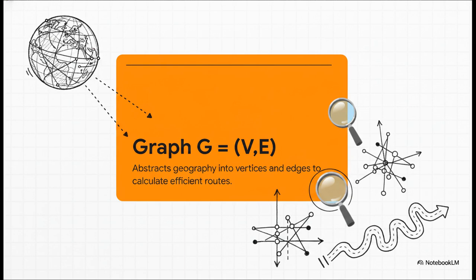To understand how navigation works, you first have to completely strip away the physical geography. Trees, buildings, rivers, the algorithm literally doesn't care about them. Instead, the Earth is translated into this massive mathematical board game known as a graph. In graph theory, this is represented by the formula G = (V, E). This powerful abstraction translates our messy reality into just two very distinct things, vertices and edges. And this is exactly what allows algorithms to calculate efficient routes in the blink of an eye.